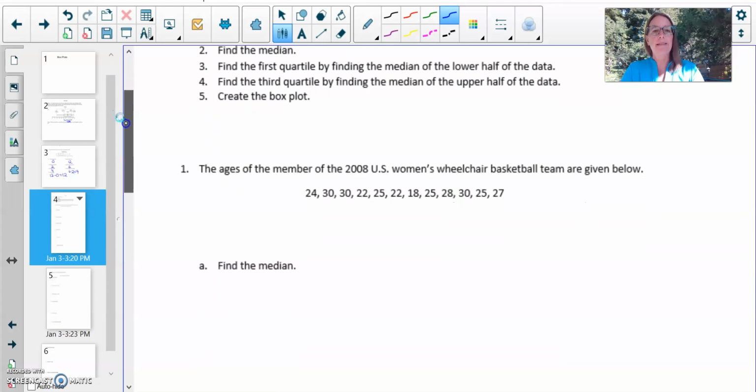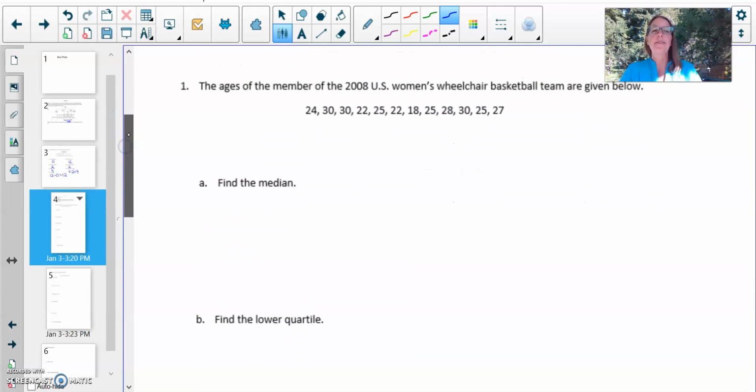So looking at this example, the ages of the members of the 2008 U.S. Women's Wheelchair Basketball Team are given below. 24, 30, 30, 22, 25, 22, 18, 25, 28, 30, 25, and 27. Find the median. So the first thing I'm noticing is our data is not in order. So I first have to put the data in order.